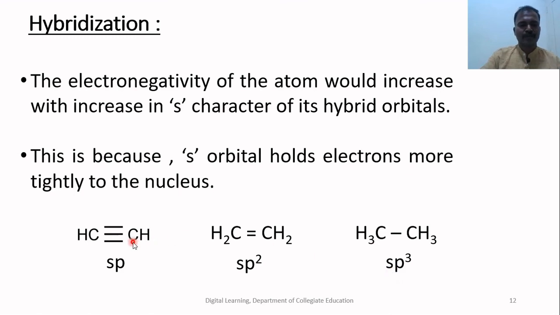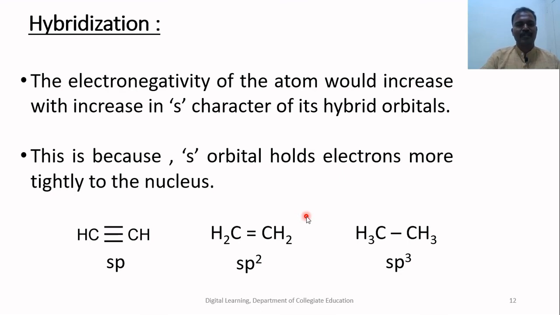So the carbon atoms present in ethyne are more electronegative when compared to the carbon present in ethene. And in turn, the carbons present in ethene are more electronegative when compared to the carbon present in ethane. So these are the important points to be considered in this class.